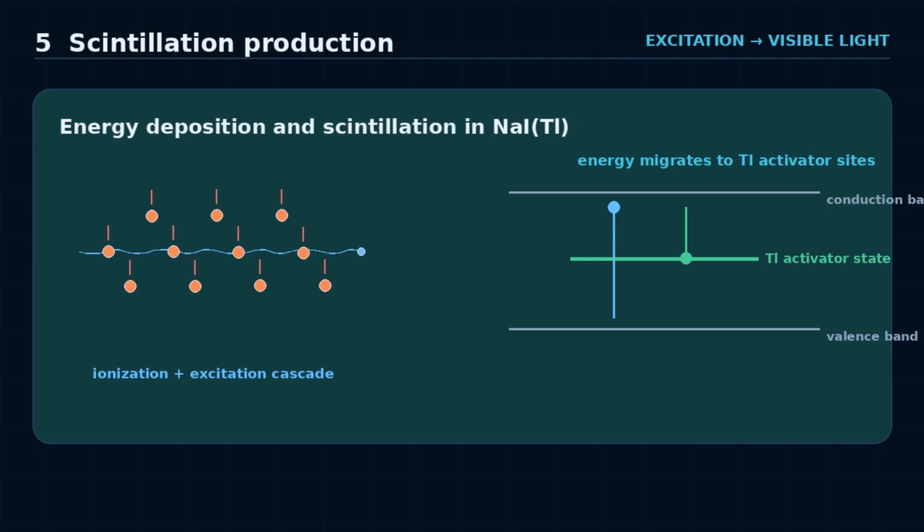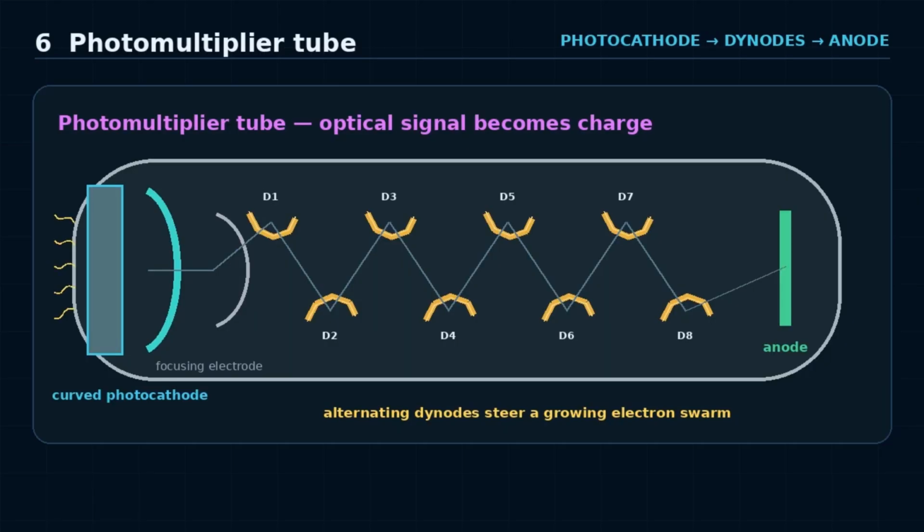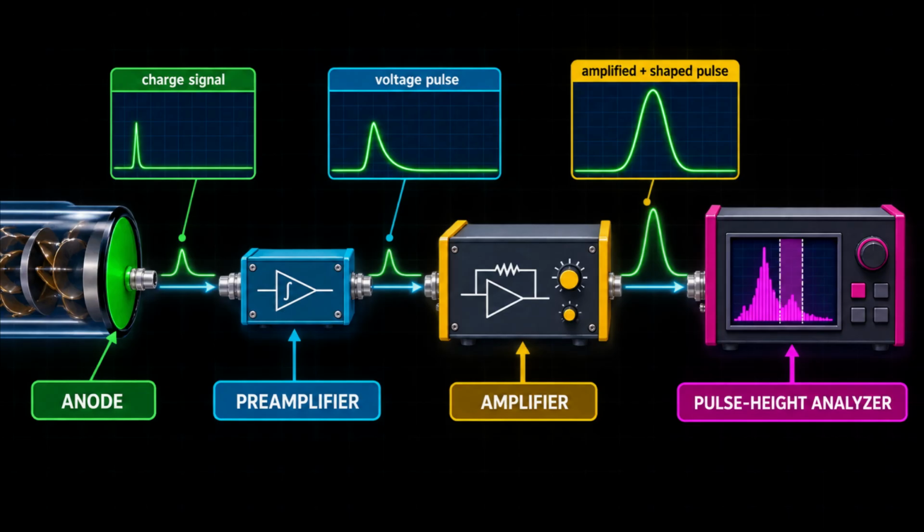The scintillation photons travel through the optical window and strike the photocathode. Through the photoelectric effect, the photocathode releases electrons. Focusing electrodes direct these electrons towards the first dynode. Each dynode then releases several secondary electrons, creating an increasingly large electron cascade. The amplified charge is finally collected at the anode.